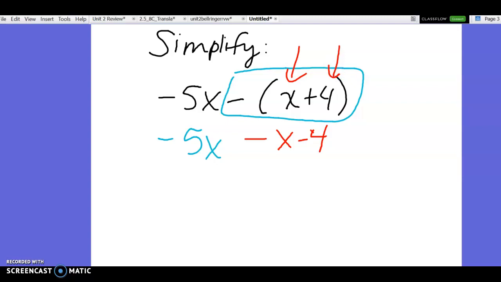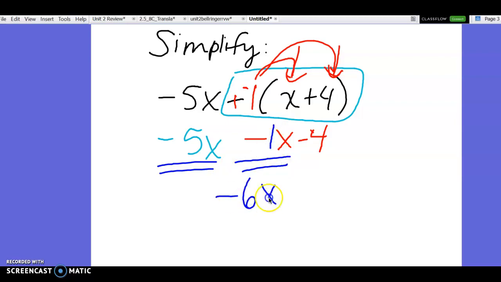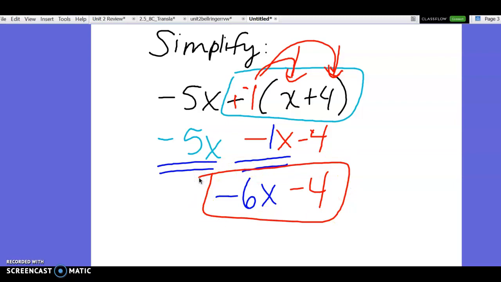Or you could think about it as you have a 1 here. So this is actually a negative 1. So you think of this plus a negative 1 that's going to be multiplied by each thing in the parentheses. Again, though, you're going to get a negative x and a negative 4. Now we're going to combine like terms. I combine my x's. I have a negative 5x and a negative 1x. That would be negative 6x. And then I'm going to take my negative 4 and just bring it down. I do not combine letters and numbers, so that is my answer.